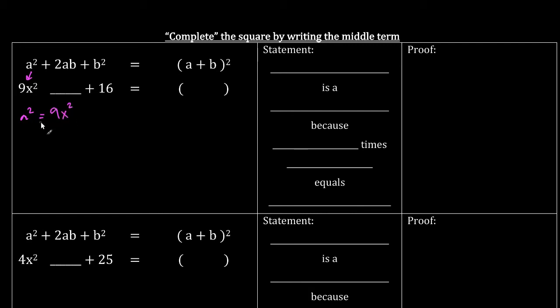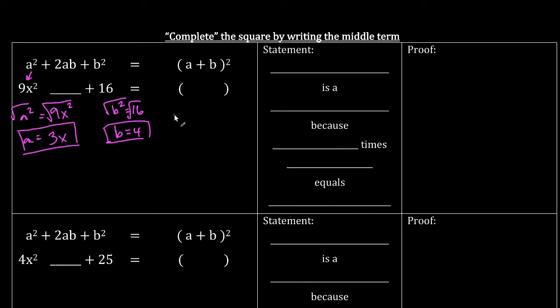So I just need to figure out what times what is 9x squared. So I take the square root. The square root of a squared is a. The square root of 9 is 3, and x times x is x squared. Remember, you can technically make this positive or negative, but let's not talk about that. I'll worry about that right now. We know that b squared is 16. So taking the square root, b can be 4.